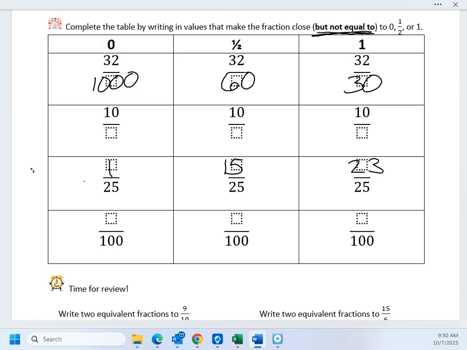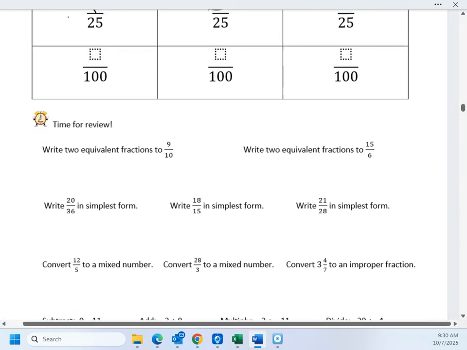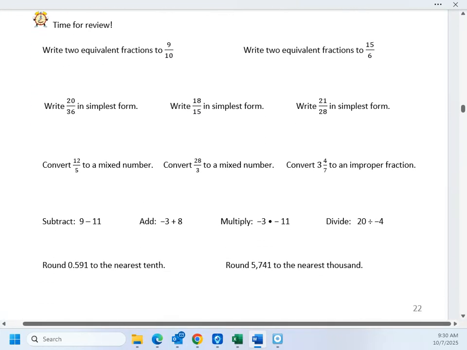Come check in. Okay? Then at the bottom, we have our review, because on the test, we're going to have to know what to do for all the objectives we've done before this one. So we're going to review them. So you're going to write 2 equivalent fractions. If you don't remember what equivalent fractions are, what should you do?